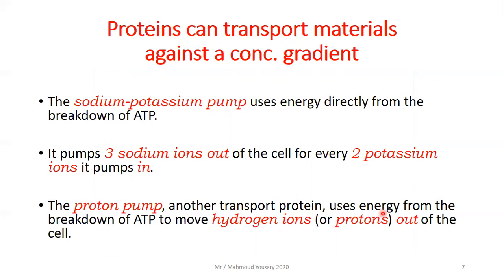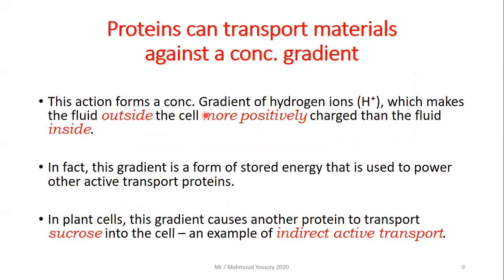The proton pump is a transport protein that uses energy from the breakdown of an ATP molecule to move the hydrogen ions, which are named protons, out of the cell. This action forms a concentration gradient of hydrogen ions, which makes the fluid outside the cell more positively charged with these ions than the fluid inside. In fact, this gradient is a form of stored energy that is used to power other active transport proteins. In plant cells, this gradient causes another protein to transport sucrose into the cell, an example of indirect active transport.